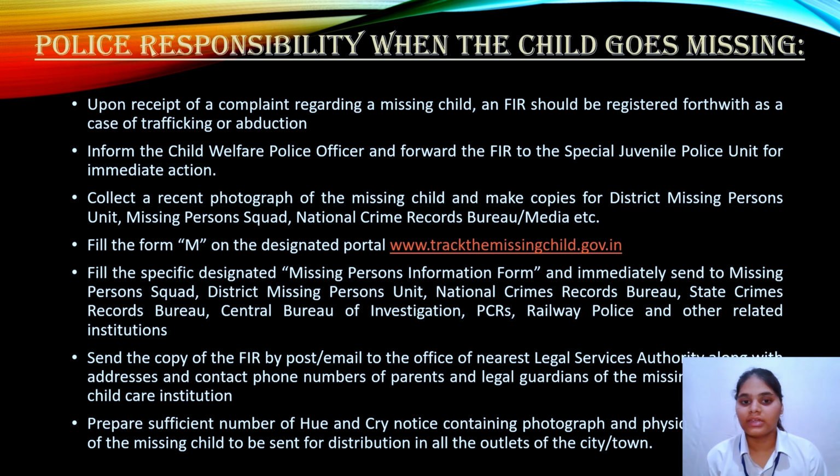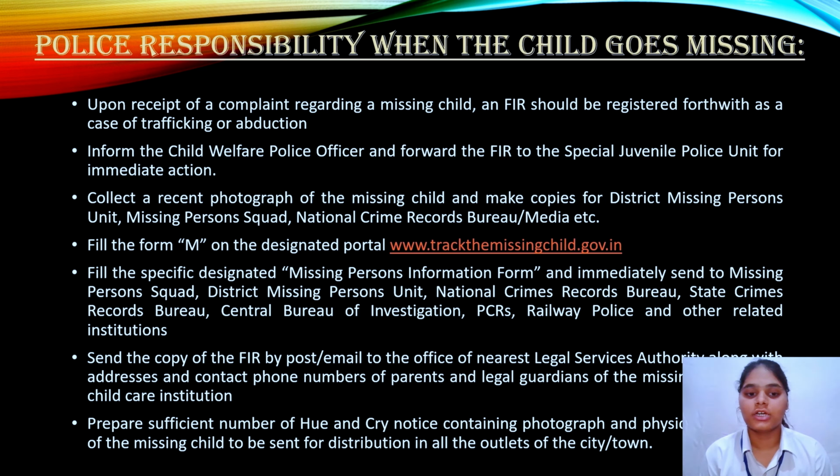They need to collect a recent photograph of the missing child and send it to the various institutions that are entrusted with the duty of finding that child, or are involved in that kind of case. They need to fill the form M on the portal trackthemissingchild.gov.in. They need to fill the designated missing persons information form and send it to the institutions related to cases of missing children, like the district missing persons unit, missing persons squad, Central Bureau of Investigation, National Crime Records Bureau, State Crime Records Bureau, etc.